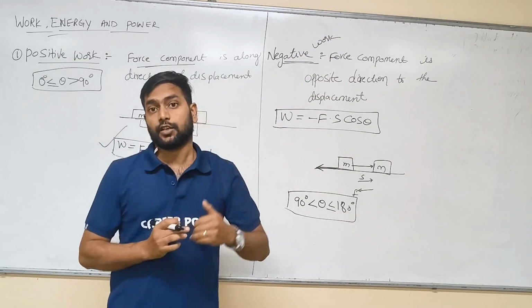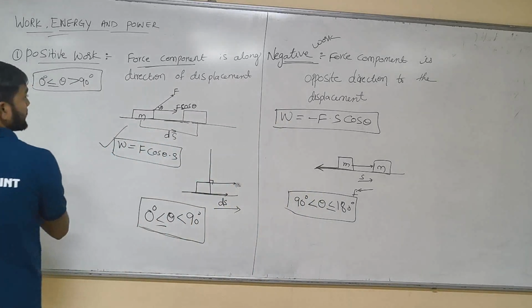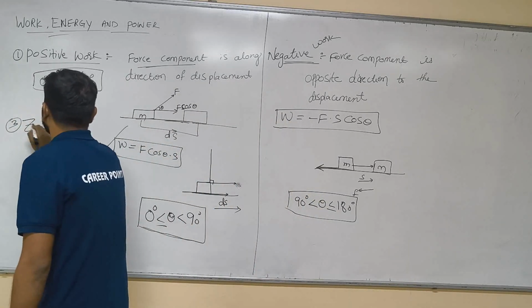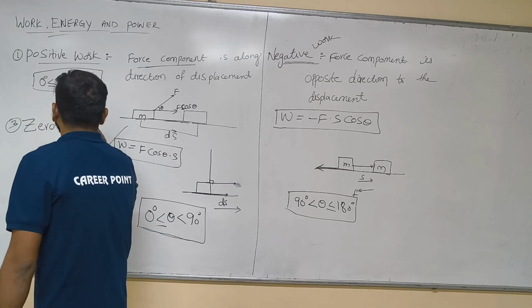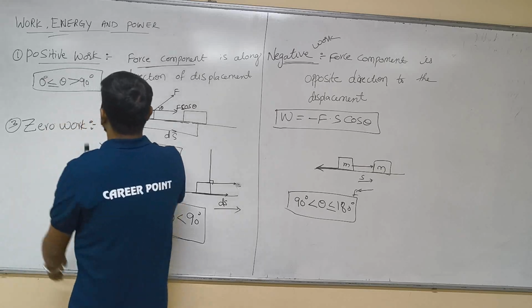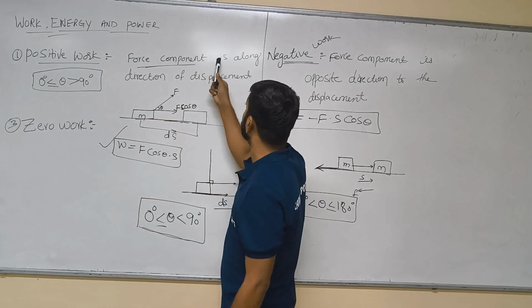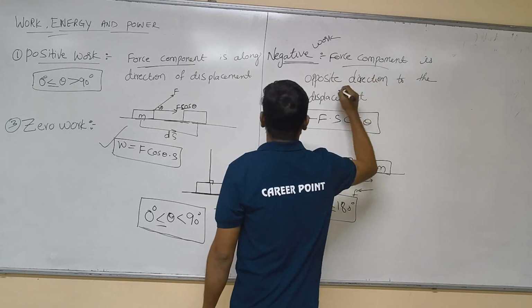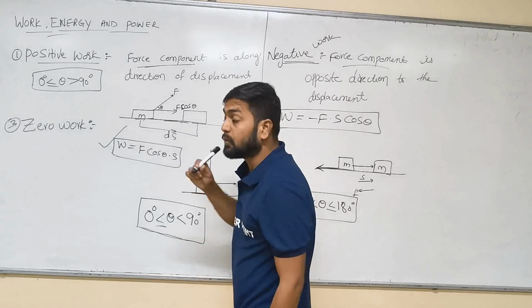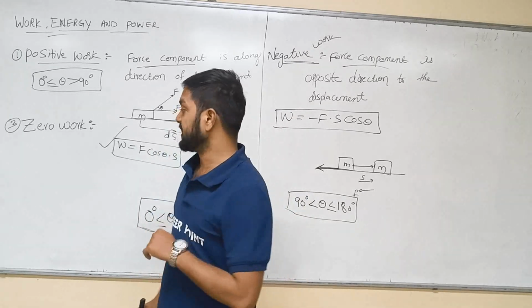Now coming to the zero work. So what is zero work? Let us say the third kind is zero work. In positive work the force component is along the direction of the displacement. In negative work the force component is in the opposite direction. Then in zero work the force component is perpendicular to the displacement.